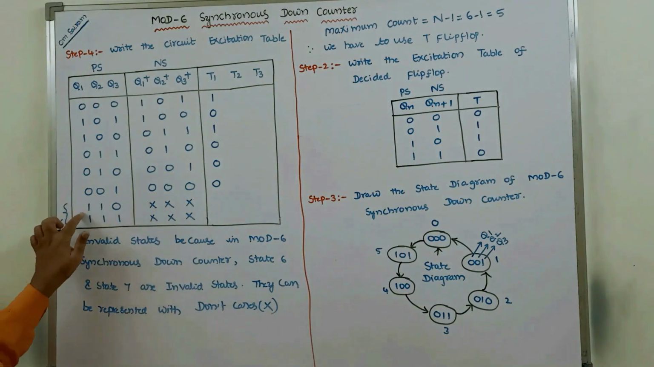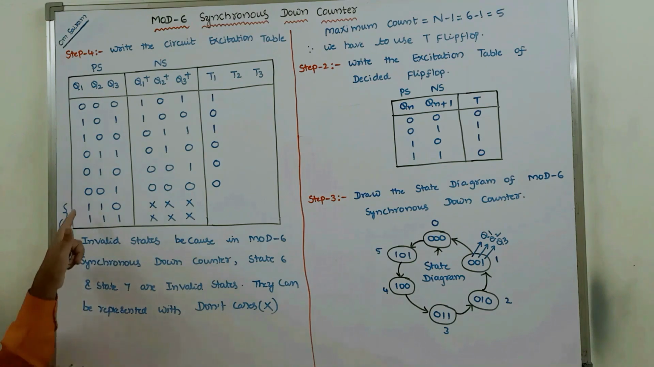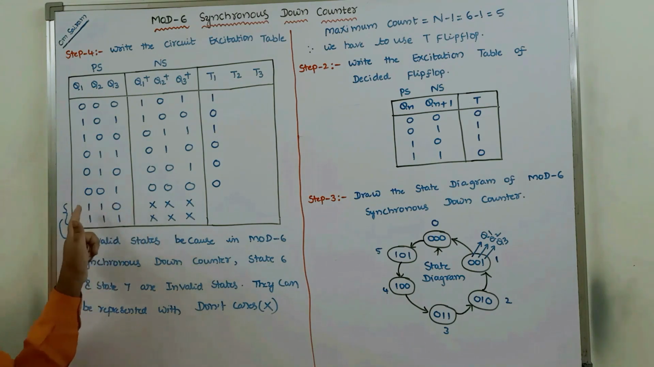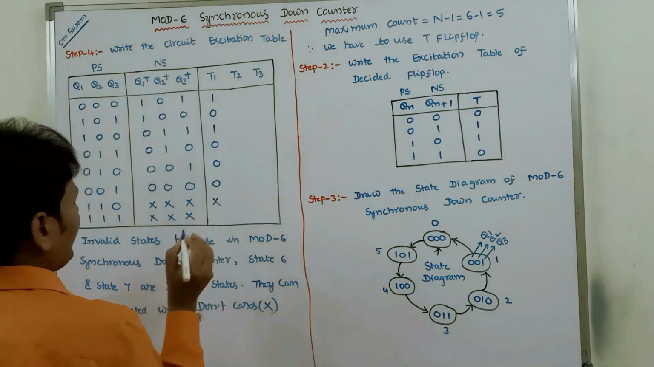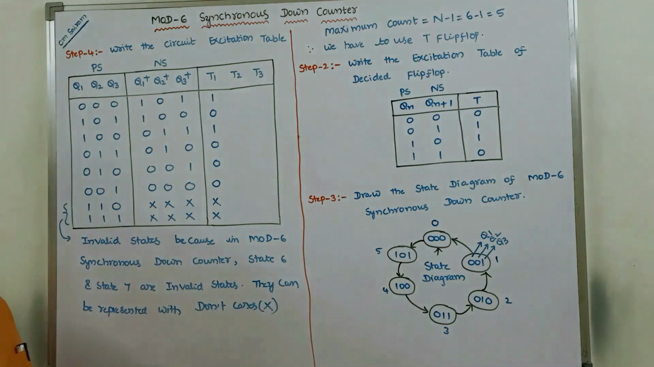Next, here 1, here don't care. So one of the input is don't care among these Q1 and Q1 plus. So then output is also don't care. Here 1, here don't care. The output is don't care.